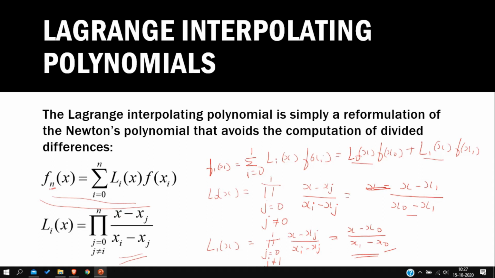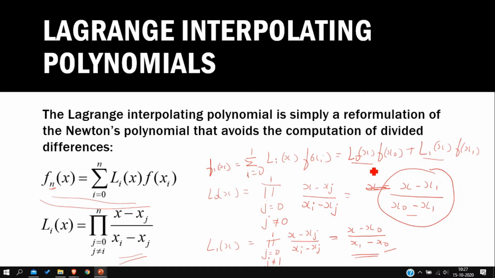Okay, so we can find L2 of x in a similar way. In that case, pi j equal to 0 to 2, then j not equal to 2. So in that case, j can vary from 0 to 1. So there will be 2 times. Likewise, in the case of a cubic polynomial, there will be 3 times. So it goes on. For linear, there will be only 1 time. 1 time in the sense of this type of term.